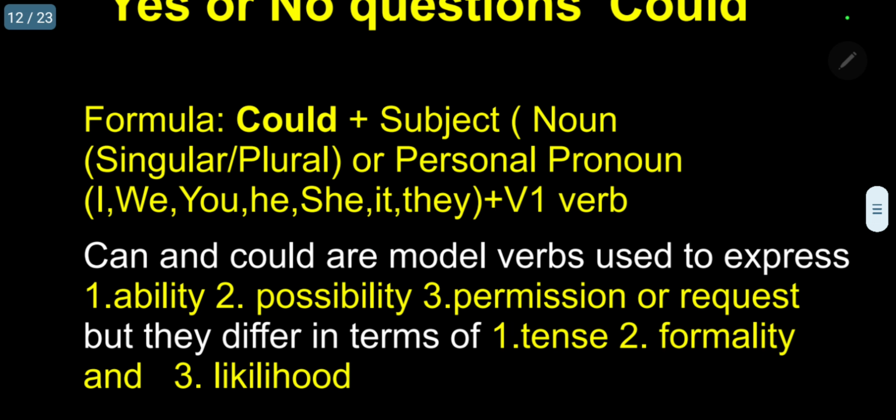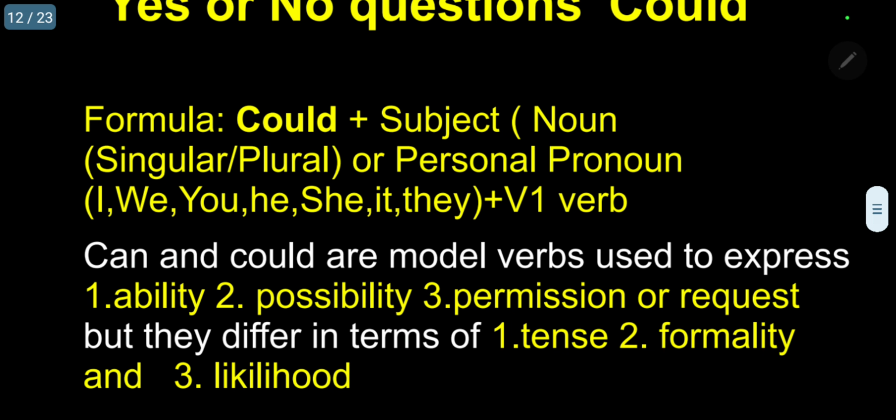Now I want to explain, to differentiate, in what cases and in what way we have to use can, and where we have to use could. Please follow. Can and could are modal verbs used to express 1. Ability, 2. Possibility, 3. Permission or request. But they differ in terms of 1. Tense, 2. Formality, and 3. Likelihood. Can is the present tense, could is the past tense.